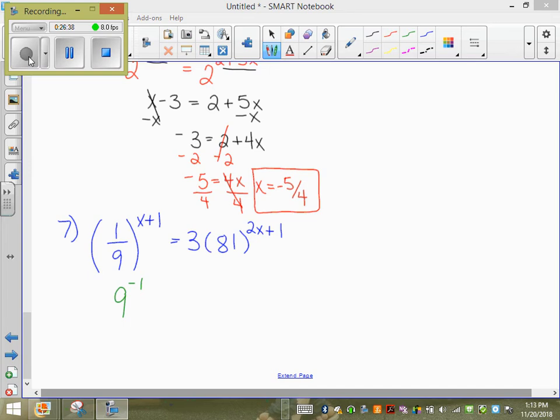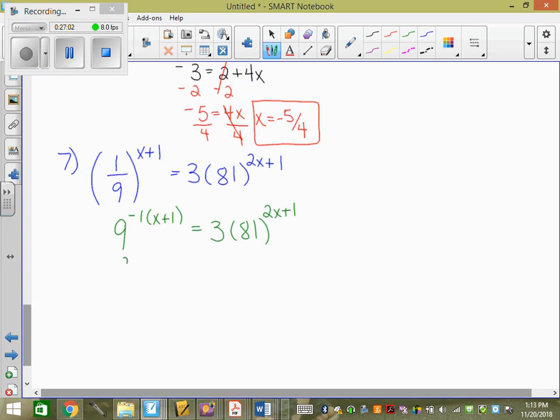Forgetting to distribute the negative 1 through, work it out, give you an answer, right? So that's a top common error. So we're going to go 9 to the negative x plus 1, and then 3 times 81 to the 2x plus 1. Okay? Then we distribute the negative through. Negative x minus 1 equals 3 times 81 to the 2x plus 1.